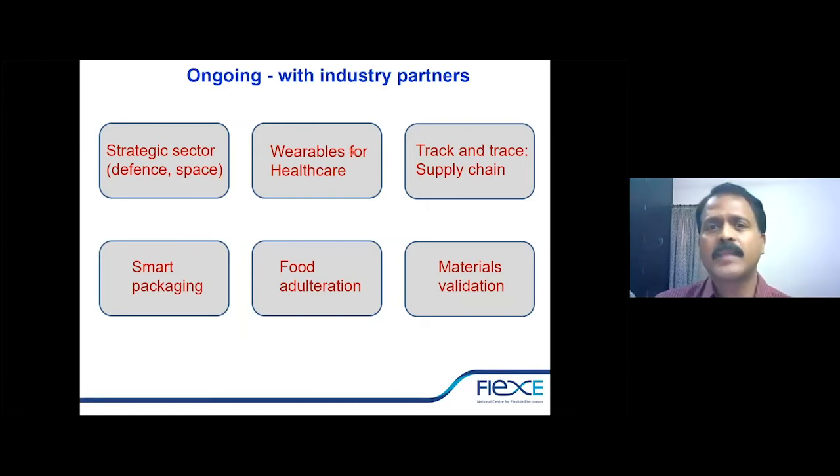We are also working with companies on these wearables for healthcare. Another sector is track and trace for supply chain management. Another is smart packaging, also for food adulteration and materials validation. And as we speak, we are also closing our understandings with several companies, and we are going to have more engagements soon.